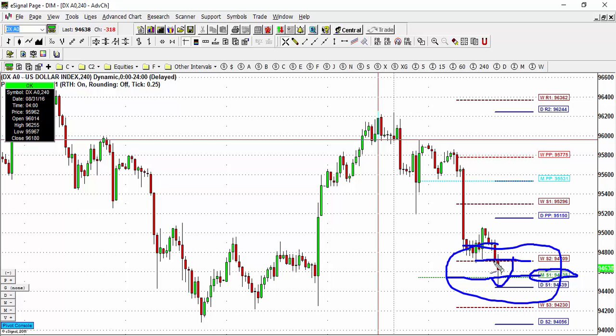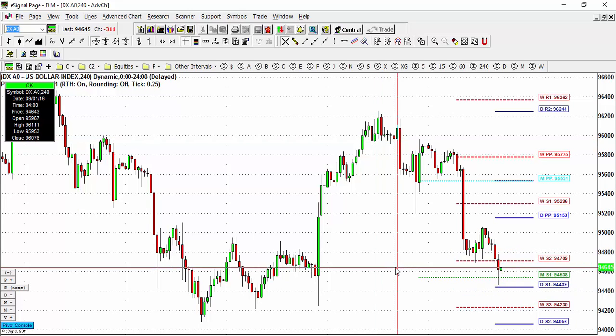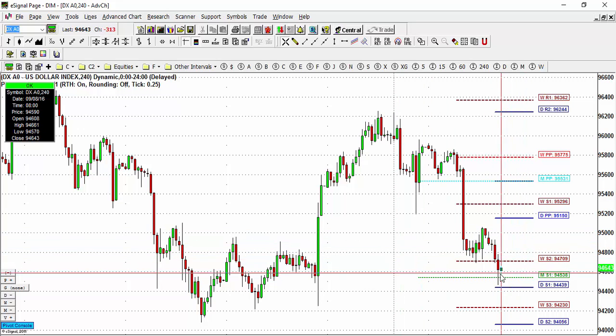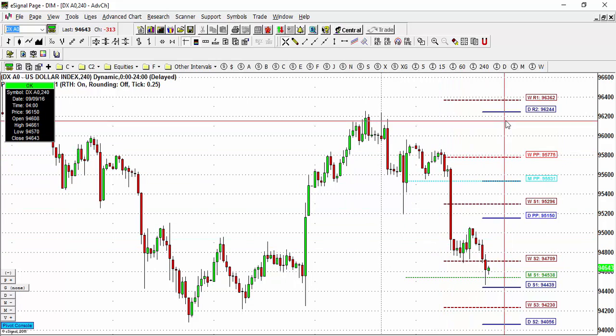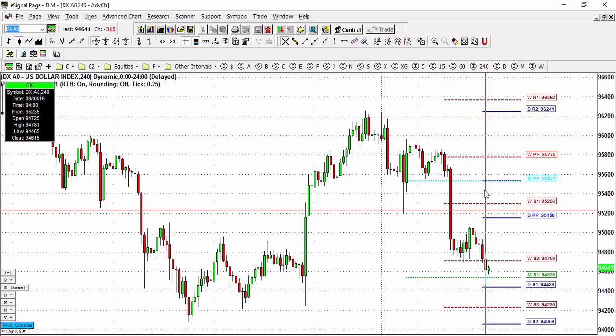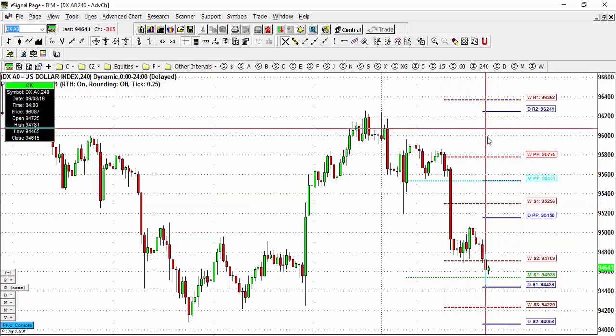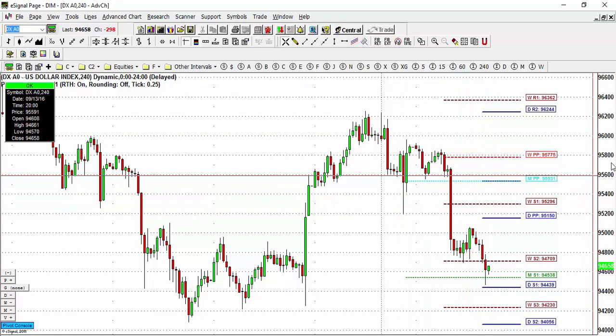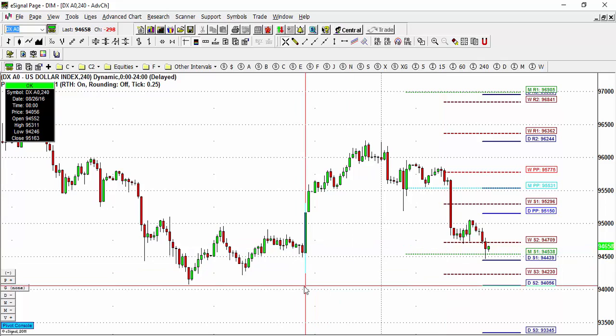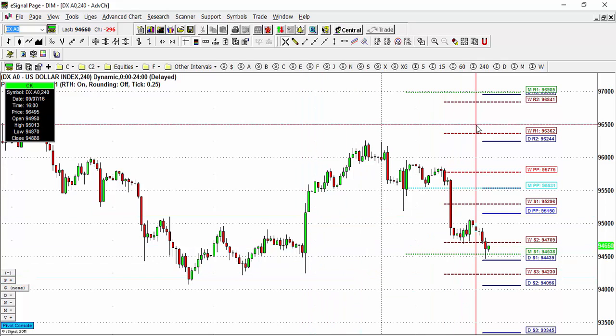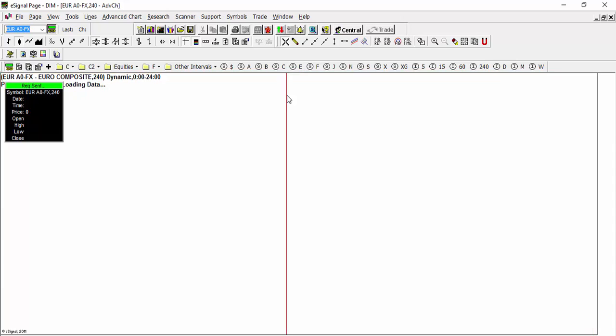What we have to do is get a buy signal here. This is not to say that the market definitely will turn around at this point, but we're looking for a buy signal somewhere around this monthly pivot point area. If this pivot point fails, the next area of support comes in at the 9400 level. Now let's take a look at the euro.